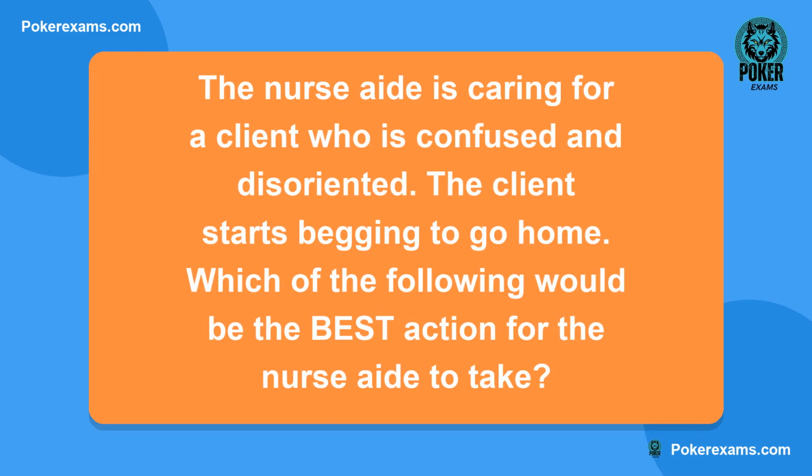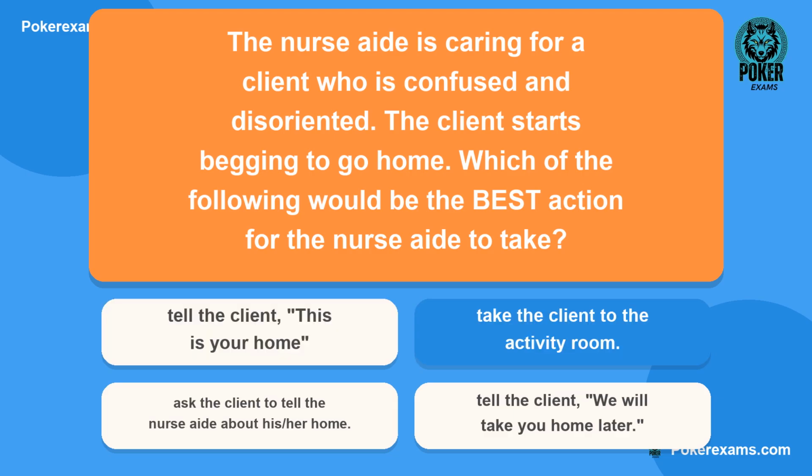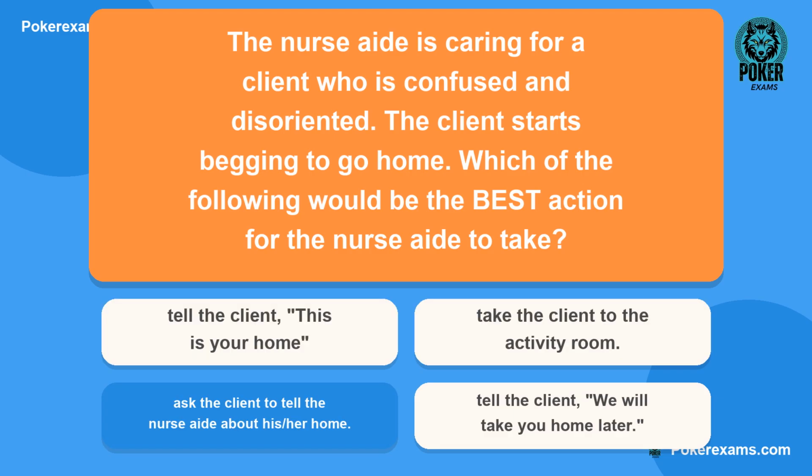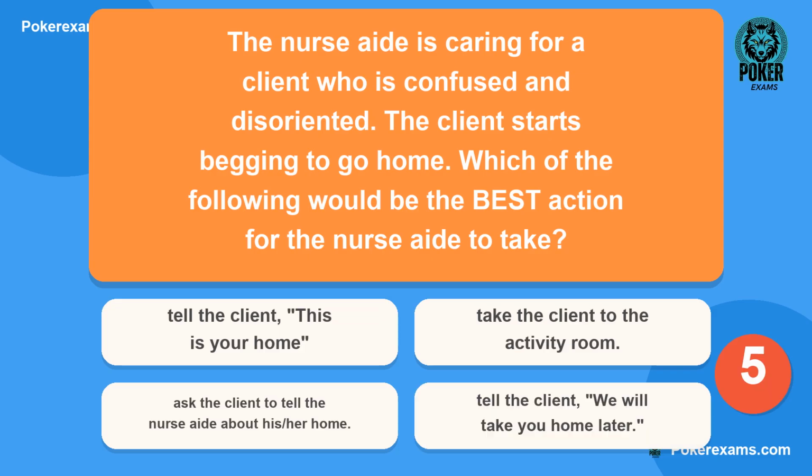Next question. The nurse aide is caring for a client who is confused and disoriented. The client starts begging to go home. Which of the following would be the best action for the nurse aide to take? Is it A, tell the client, this is your home? Or B, take the client to the activity room? Could it be C, ask the client to tell the nurse aide about her home? Or lastly D, tell the client, we will take you home later?